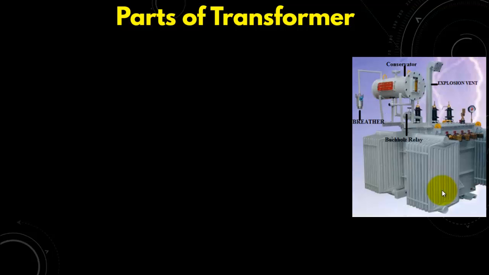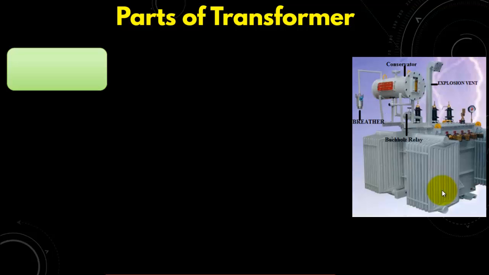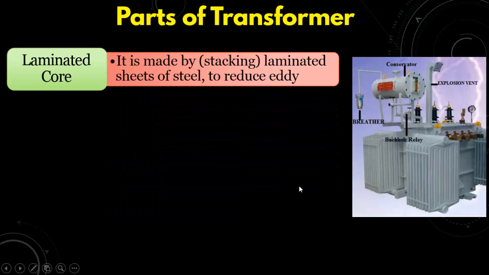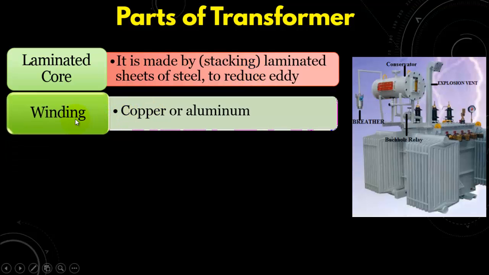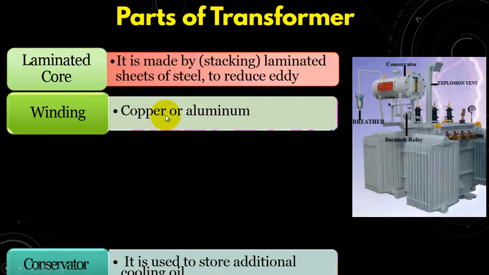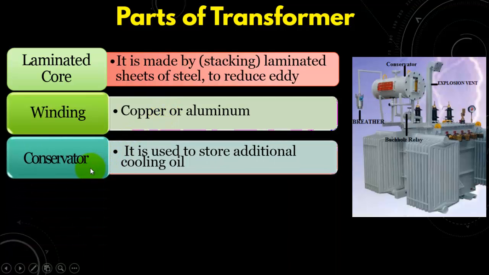Now we will talk about the parts of transformers. So first of all, we have the laminated core, which is made up of sheets of steel stacked together to reduce eddy current and hysteresis losses. The second major part of the transformer is obviously the winding, which is made up of copper or aluminum material. The third is the conservator, which is used to store the additional cooling oil.